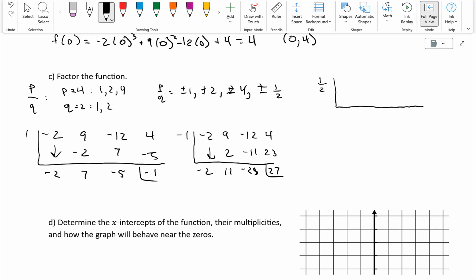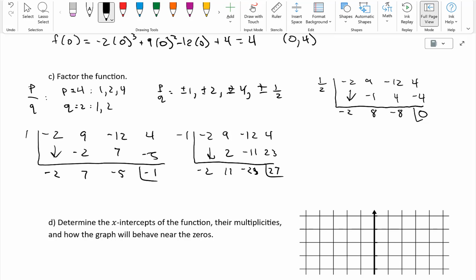I'm going to go with a 1/2 because the -1 was much closer to 0 than the positive 1 was. So -2, 9, -12, and 4. Bring down my -2. When I multiply, I get -1. Adding is 8. Multiply is 4. Adding is -8. Multiplying gives me a -4, and then a 0 for my remainder, so this one worked.